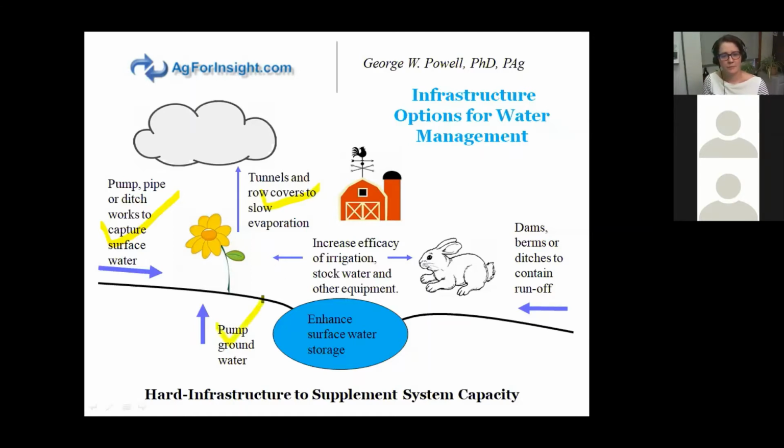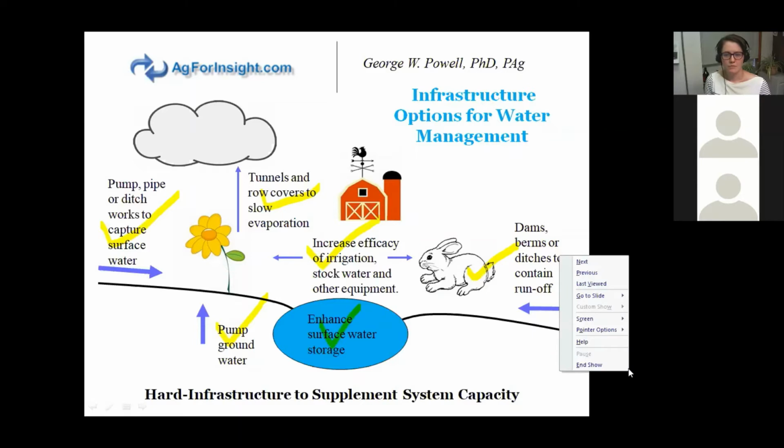You can pound wells down into the ground and bring groundwater to the surface. You can enhance your surface storage, so you can create stock ponds or irrigation sources for later use. And you can use dams, ditches, and other means to contain runoff and pull it back into that surface water area. And of course, any equipment used in irrigation, stock watering, or other uses can be replaced and upgraded in terms of efficiency. These are all hard infrastructure. The main disadvantage, of course, with hard infrastructure is the cost. It's not a free option.